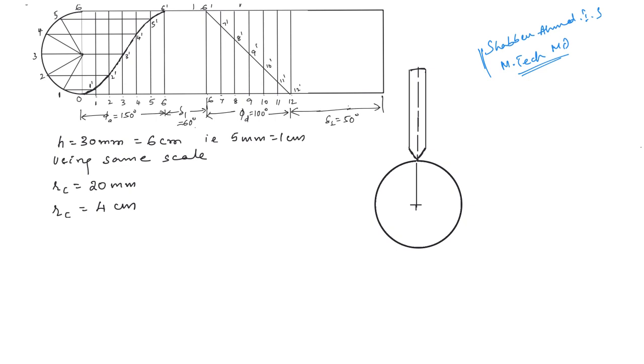So the scale which we used while drawing this displacement diagram was h equal to 30 mm. We took it as 6 centimeters, that is 5 mm is equal to 1 centimeter. While drawing the profile also you have to use the same scale which you used while drawing the displacement diagram. Now RC is given as 20 mm. So using this scale we see that RC is equal to 4 centimeters. So now you draw a circle here with radius 4 centimeters.